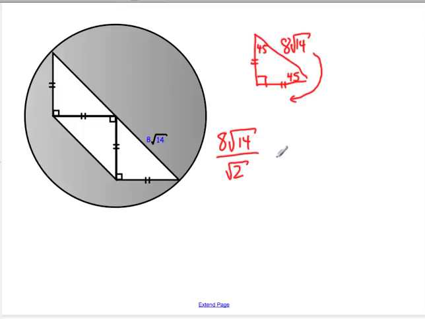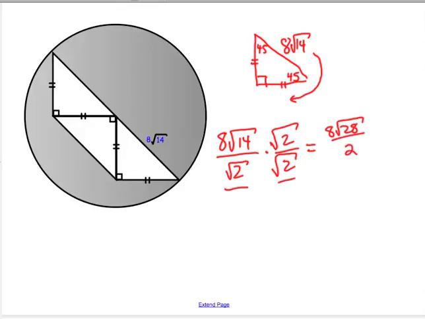So I am going to multiply by the square root of 2 over the square root of 2 so that I can rationalize the denominator, so that I don't have a square root in the denominator anymore. And I end up with 8 times the square root of 28 all over 2.